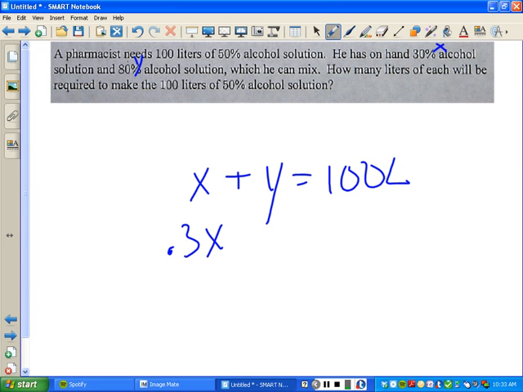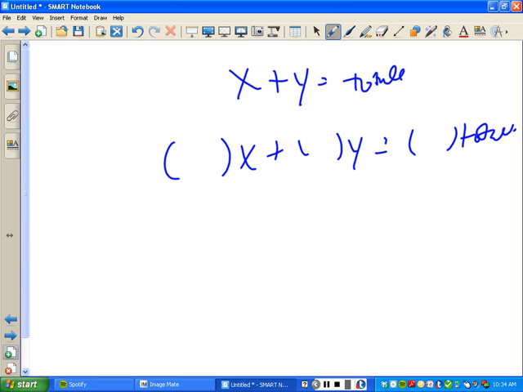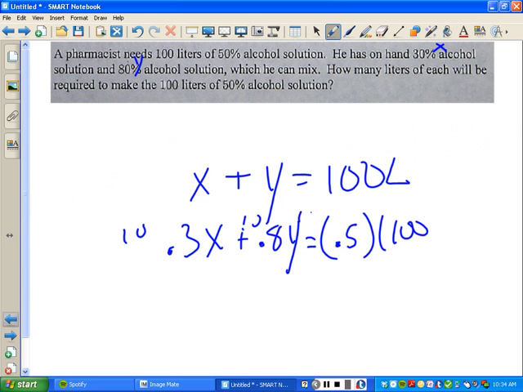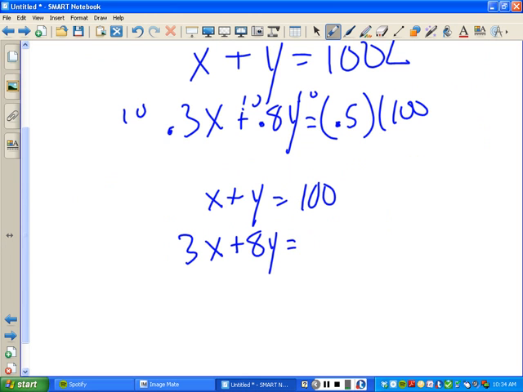0.3x is 30% of x. 80% of y equals 50% of the total. You remember yesterday I told you that in most cases we had x plus y equals some total amount, and then we'd have something x plus something y equals some portion of the total value. All right, multiply through by 10, you can clear the decimals. And let's see what we get. x plus y equals 100. 3x plus 8y equals 500.